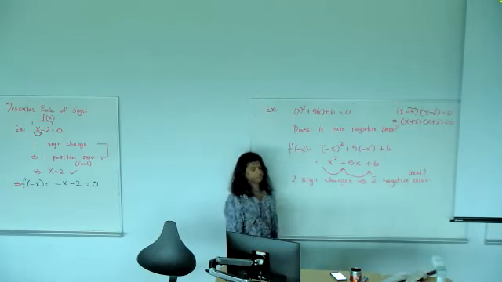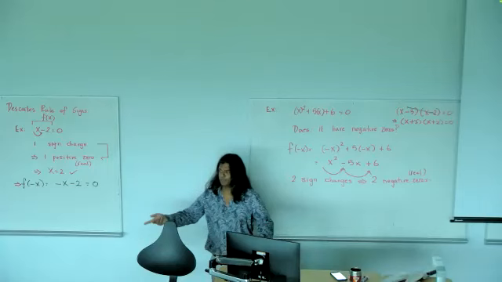What if you're not able to find the zeros? What should you do about it?